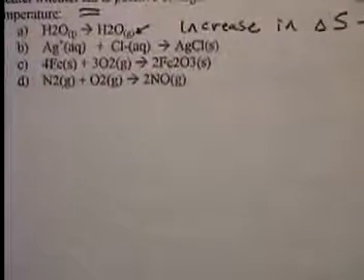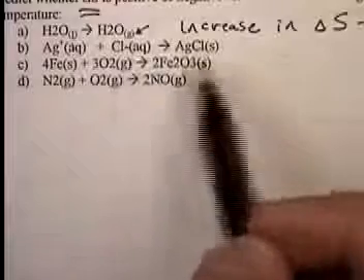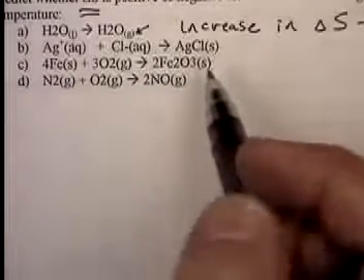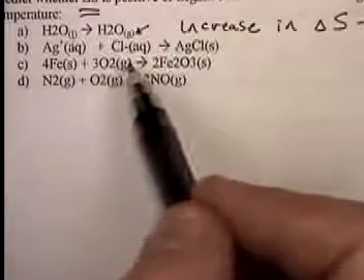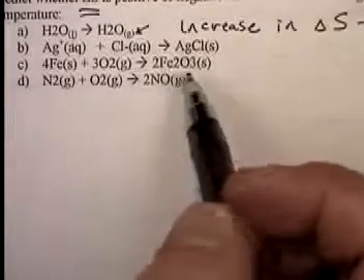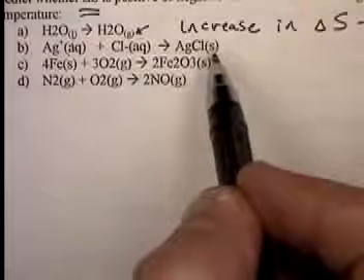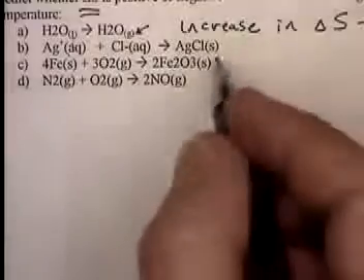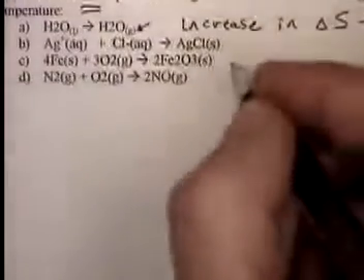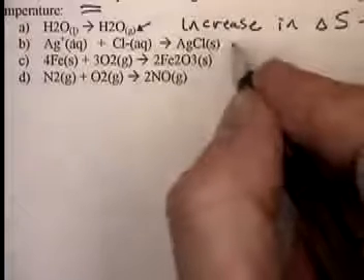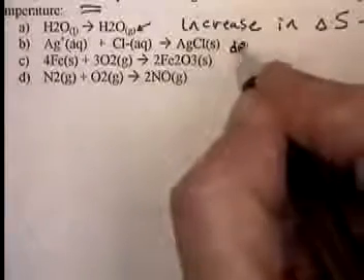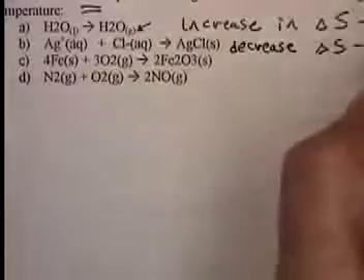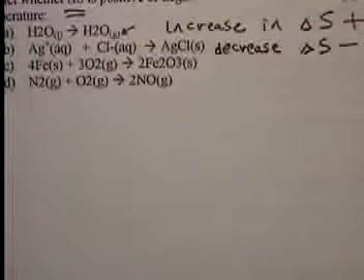Let's look at the second one now. This is silver ions and chloride ions becoming silver chloride solid. And in this process, the ions, which are free to move throughout the volume of the solution, form a solid in which they're confined to a smaller volume and are restricted to more highly constrained positions. Therefore, we've actually organized it a little bit more, and there's less microstates for it to move around in. And so we say that this is a decrease in entropy, and so we'd say that delta S would have a negative value in this case, a negative value.